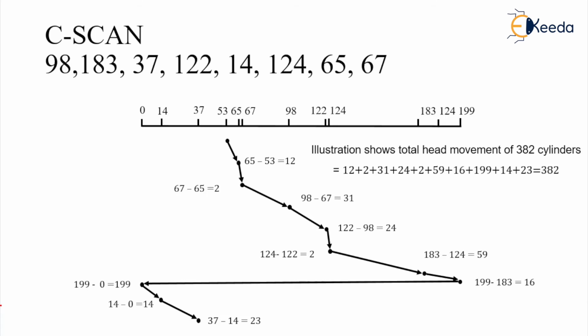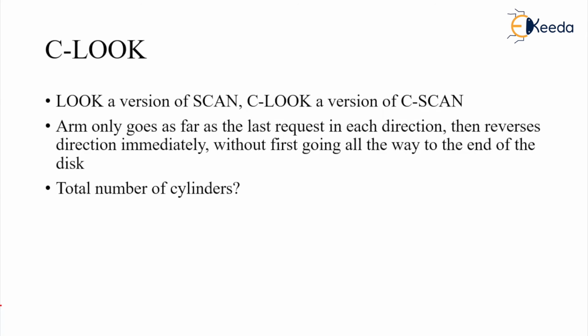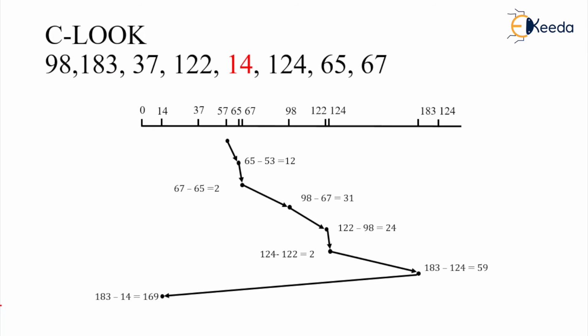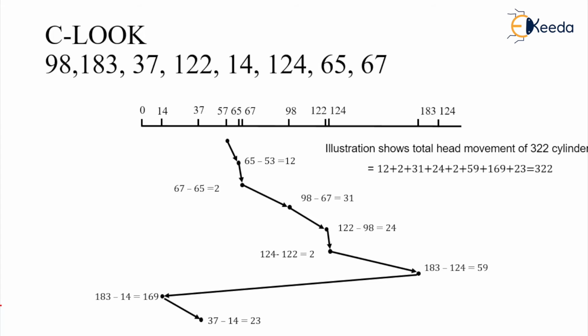Okay, so that way, but what is C-look? It goes in one direction, no issue with that. And then finally you don't move from here, but rather you come back to this 14, the last request, and then 37. Okay, circular look. And the total illustration shows that the head movement is 322.